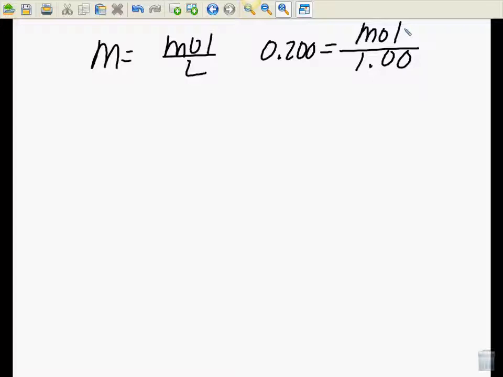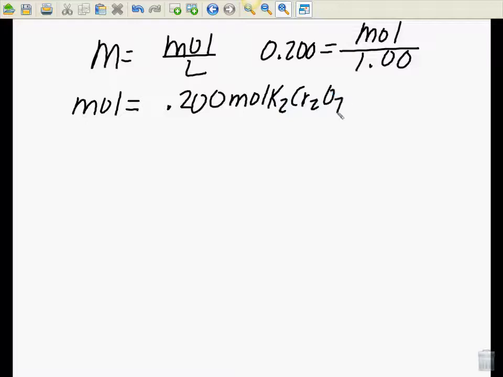What they want us to do here is find moles of this solution, because they want us to find grams. So we're going to have to find moles first. We do our multiplication. Moles is going to be equal to 0.2 times 1, which is just 0.2, and it has to have 3 sig figs, so keep those zeros for sig figs, 0.200 moles of K2Cr2O7.